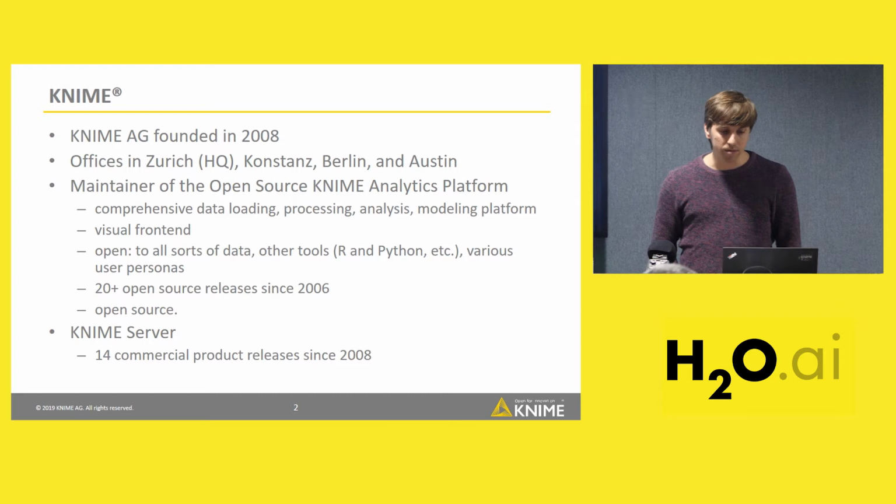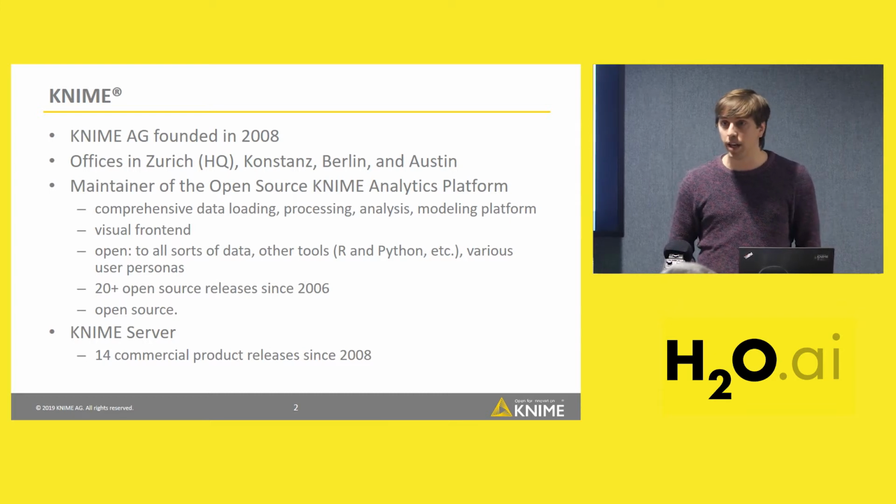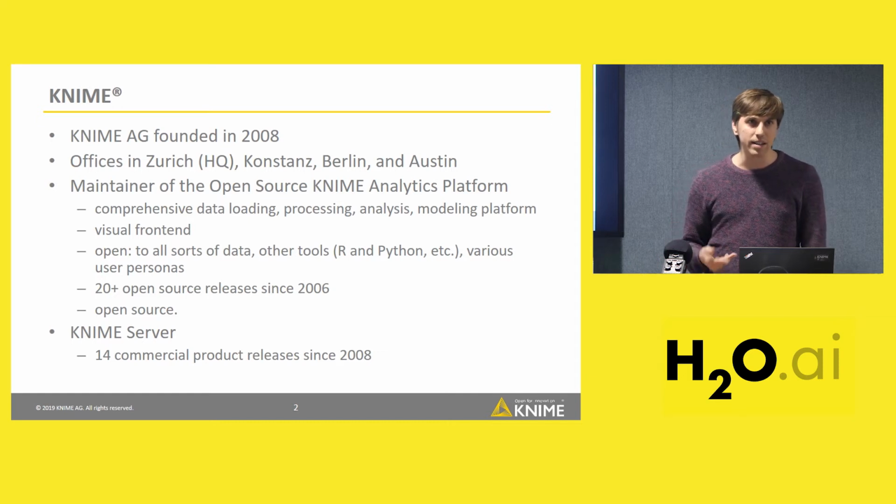And nowadays we got the biannual release cycle, so we release a new software version every half a year, and we got a lot more than 20 open source releases since then. And it's all open source and freely available. You can download it on the web and start right away. And usually when I say this sentence, people start asking me, how do you make money? So there's another product, and it's the KNIME server, which complements the KNIME Analytics platform.